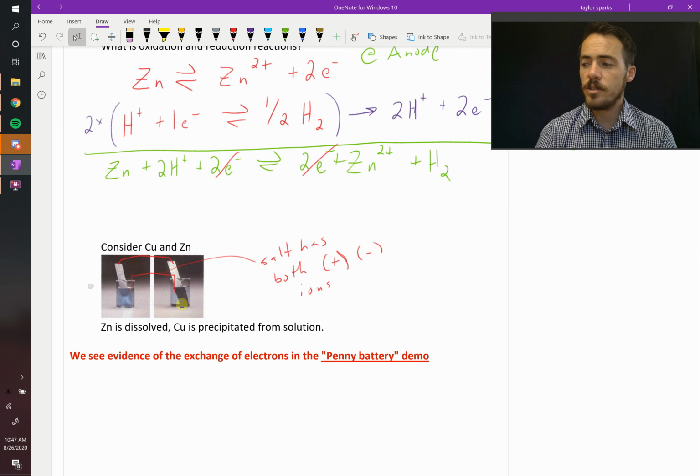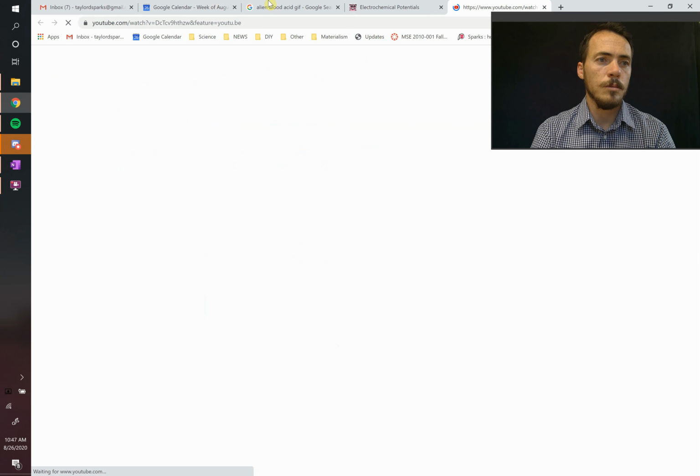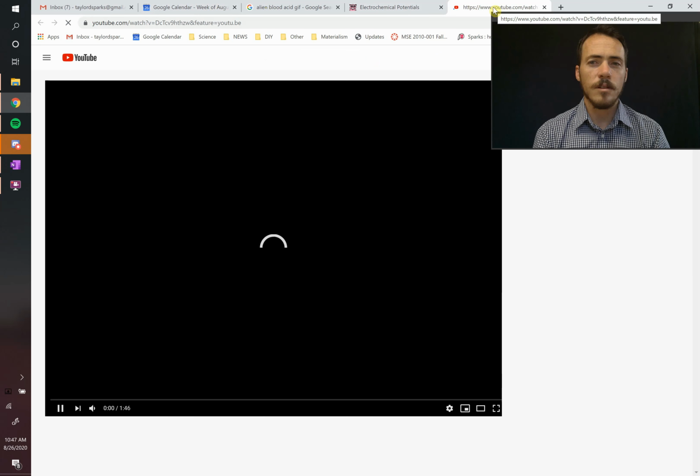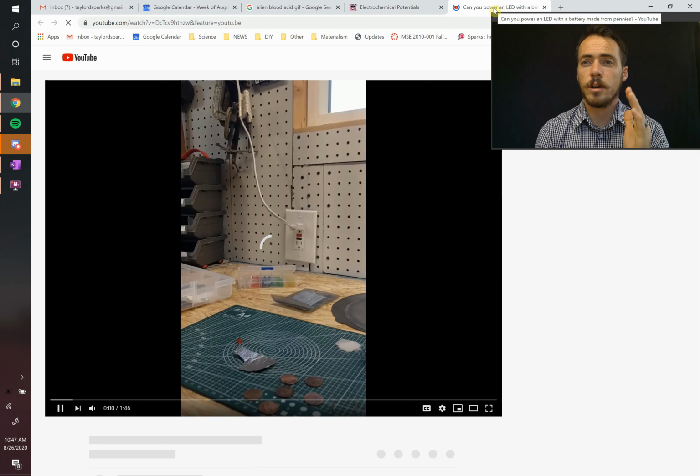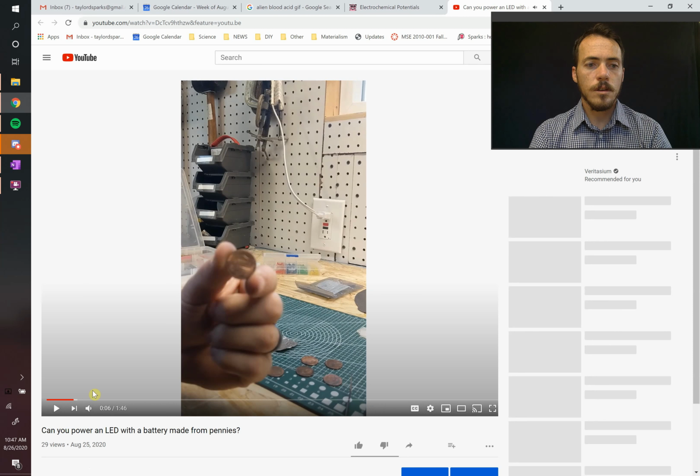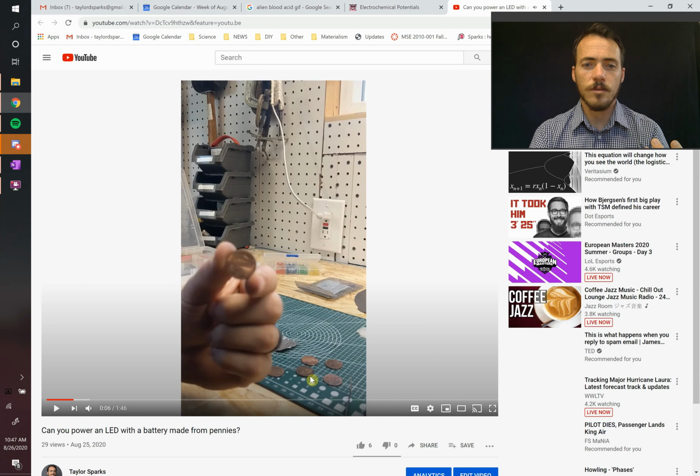So we can actually see this happening in real life in the penny battery demo. I put this video up on YouTube the other day. You can take a look at it. Essentially what's happening is pennies are made of zinc on the inside and they're just wrapped in copper. So if you file away the zinc on one side, now you've got a junction where copper and zinc are touching one another. If we apply a salt bridge like we do in this video, you're going to be able to generate a small voltage, and that's what we do.